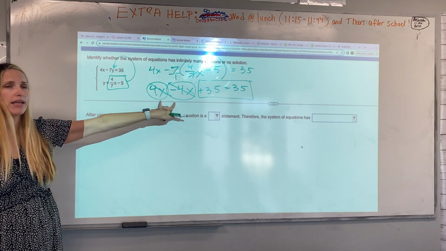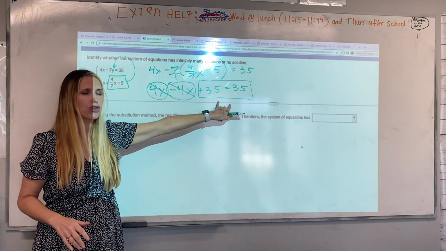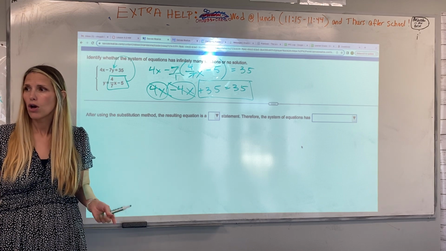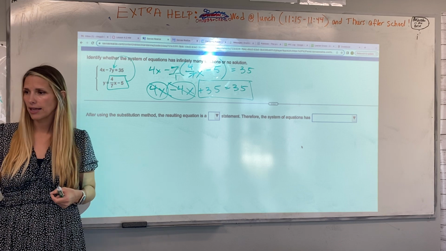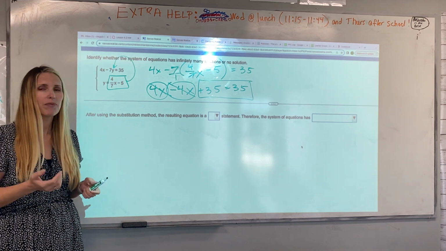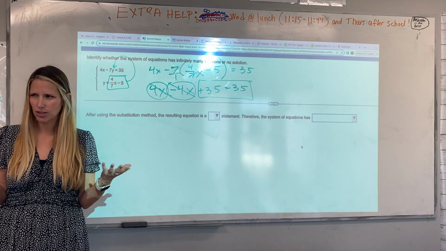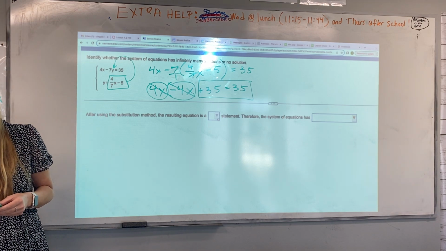Do you guys see how poof, it's gone? I end up with an equation that says 35 equals 35. Yeah, it's a true equation. We actually call that, and you're going to learn this all in your class today, an identity, when you have a number equaling itself. When you have a number equaling itself and you've canceled out your variables, it's true, so it's infinitely many.